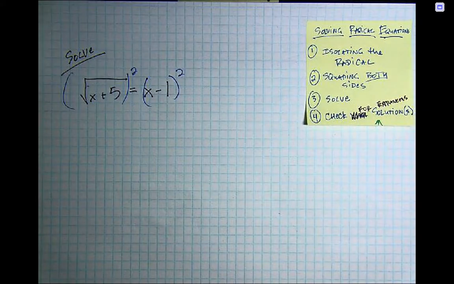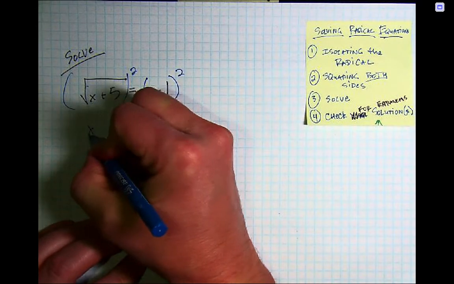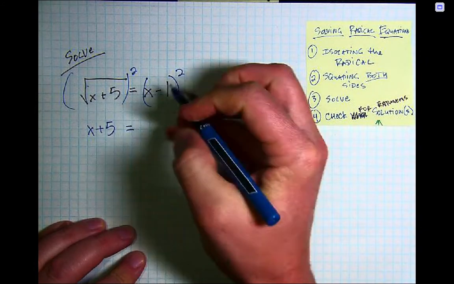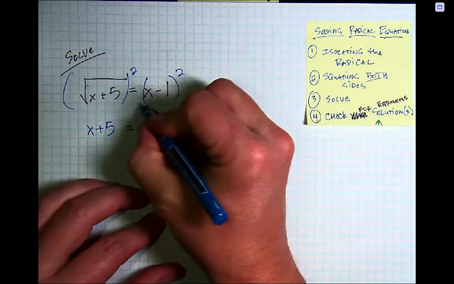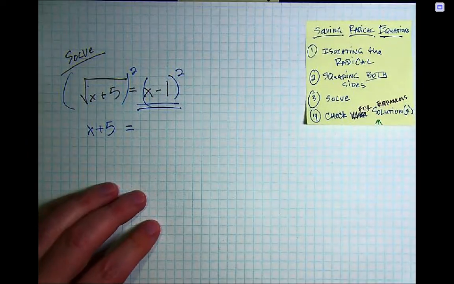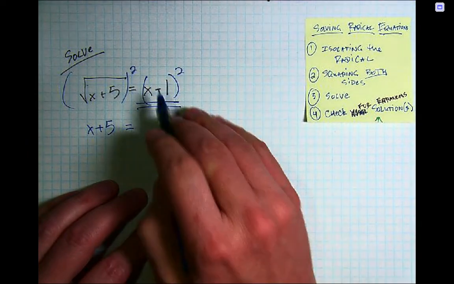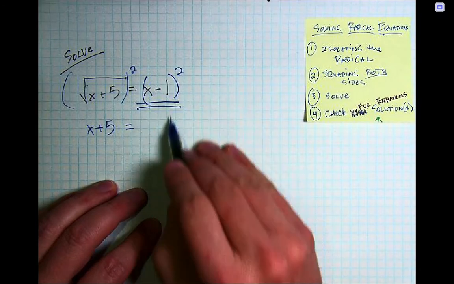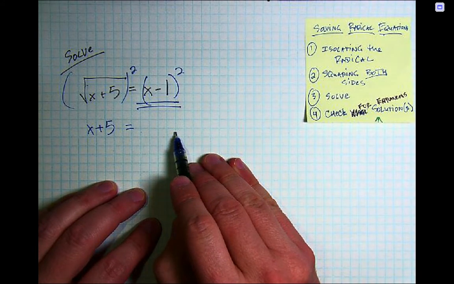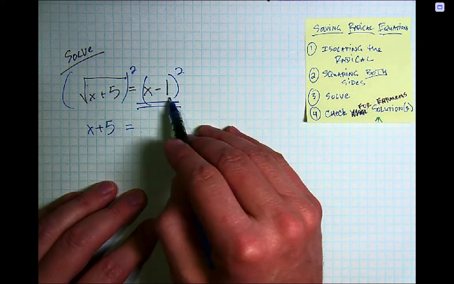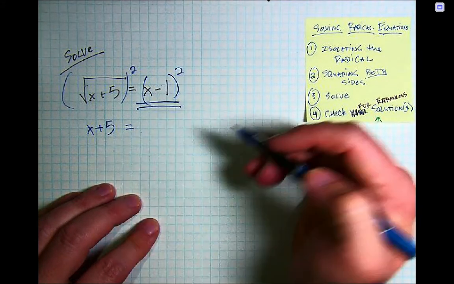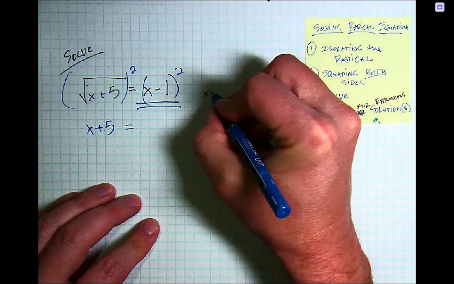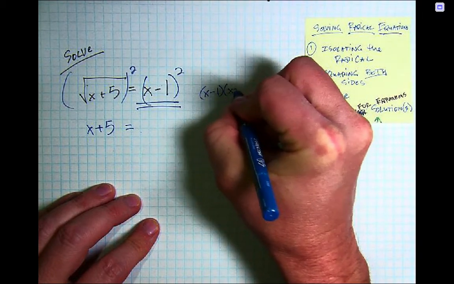This is where the parentheses are really important. Okay, we know that this is going to be x plus 5. But if I don't write my parentheses here, and remember that I'm squaring the entire right side of this equation, I might just think that it's x squared and then 1 squared. But it's not. I'm squaring this whole side of the equation. And what does it mean to square x minus 1? It means to do x minus 1 times itself.